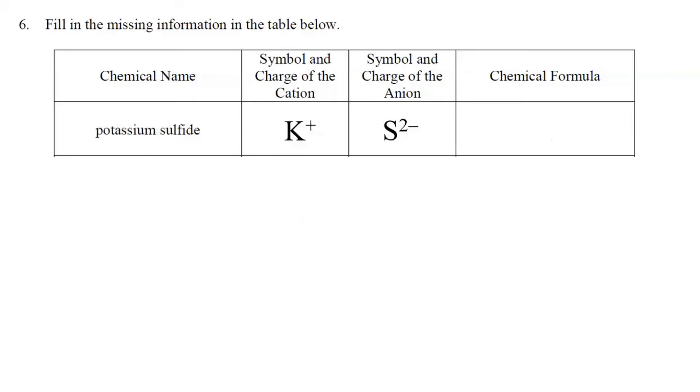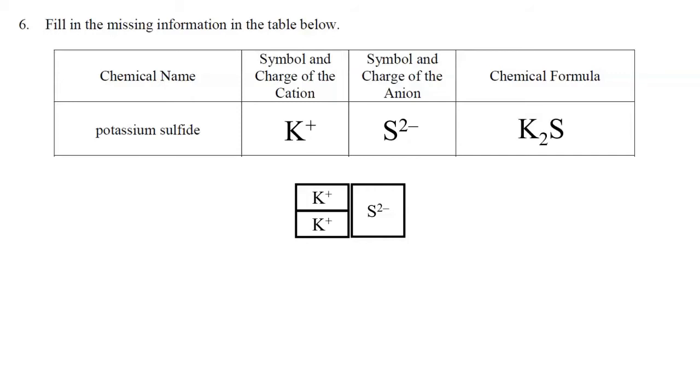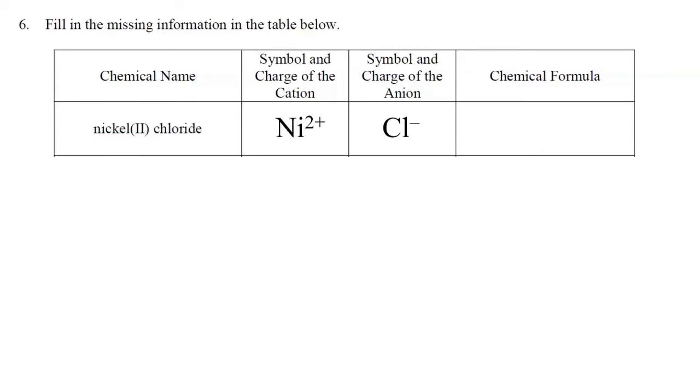In our next example, we have potassium sulfide. So since I have potassium +1 and sulfide -2, I need 2 potassium ions for every 1 sulfur to get the charges to cancel out and equal 0, so the chemical formula is K2S. Our next example is nickel, Roman numeral 2, chloride. Since the charge on nickel is +2 and the charge on chloride is -1, I need 2 chlorides for every 1 nickel 2+ ion. So the correct chemical formula for this compound is NiCl2.